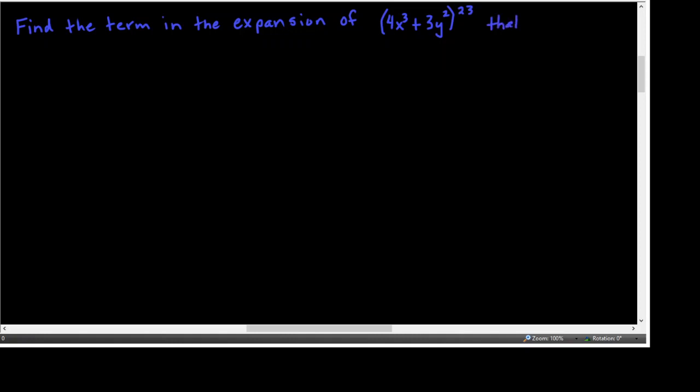Okay, so this one I'd like for us to find the term in the expansion of (4x cubed plus 3y squared) to the 23rd that contains x to the 18th.